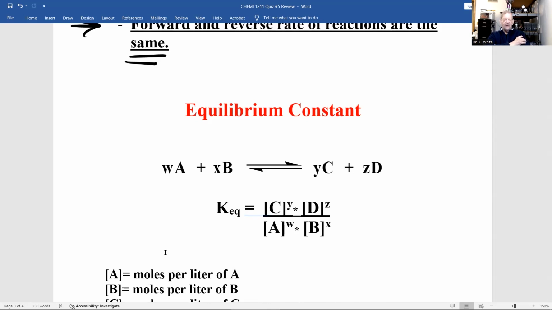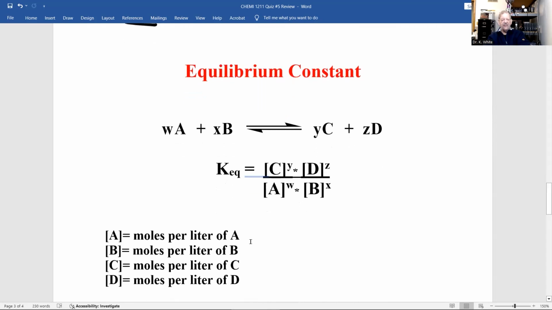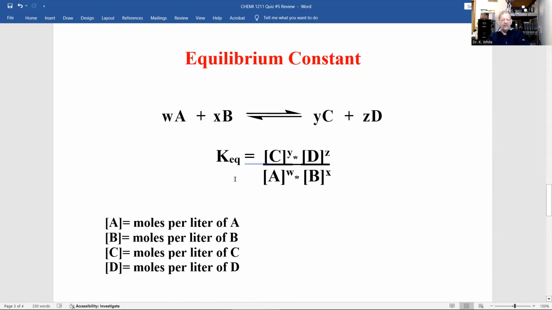You should know that. So here we have an equilibrium, and there's a number that is very useful. That's called the equilibrium constant, K sub EQ. And the equilibrium constant for this general reaction is, when we have something in brackets, that means concentration, moles per liter. So you have moles per liter of C to the power Y, which comes from the coefficient. When there's no number there, Y would be 1.